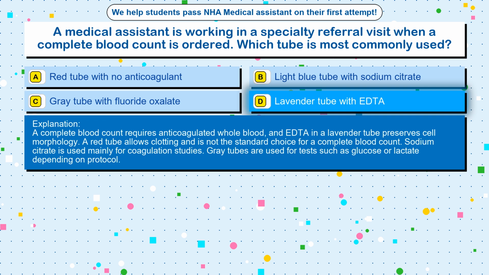A complete blood count requires anticoagulated whole blood, and EDTA in a lavender tube preserves cell morphology. A red tube allows clotting and is not the standard choice for a complete blood count. Sodium citrate is used mainly for coagulation studies. Gray tubes are used for tests such as glucose or lactate depending on protocol.